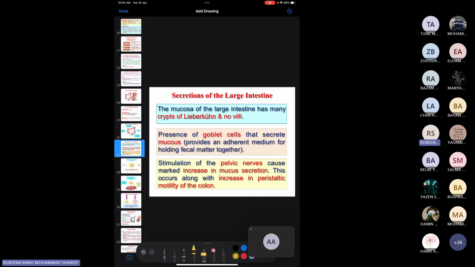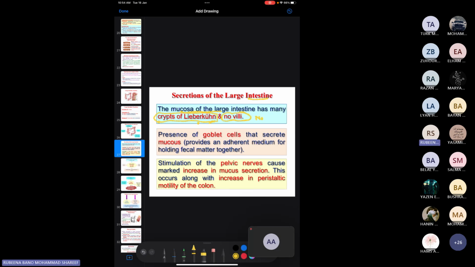Secretions of the large intestine. Mainly the mucosa of the large intestine has many crypts of Lieberkuhn. It may be asked in the exam whether crypts of Lieberkuhn are present in the large intestine or small intestine. So it is present in the large intestine. Also, this is very important: there are no villi.